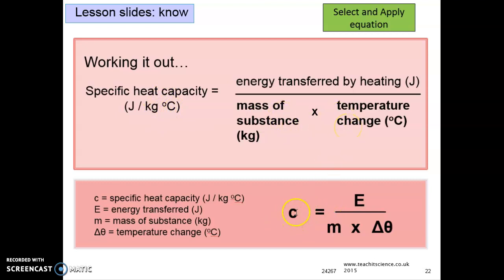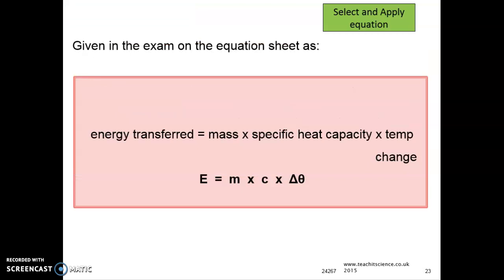So the shorthand is C for specific heat capacity, E for energy, m for mass, and this sign here, the triangle, which means change, and that's the theta symbol there, which means the temperature change, change in temperature. That is given on the equation sheet, but it's given in a slightly different form, in this form here. So it's given as energy transferred, there's the E, equals your mass times specific heat capacity times the temperature change. Right, over to some practice then.